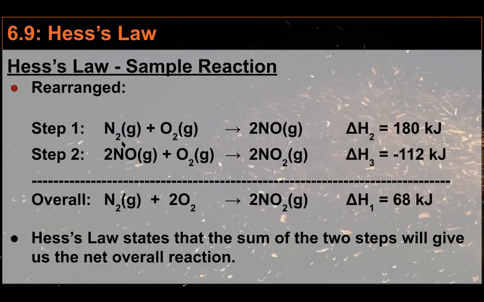Okay, so going back here, if I were to take this one here and multiply this by 2, so I'd have 2N2 plus 2O2 yields 4NO. Well, now we have double of what we had before. 2 moles of N2, 2 moles of O2, 4 moles of NO. Well, it's going to take twice as much energy to do that. So that's going to give us 2 times 180 or 360 kilojoules.